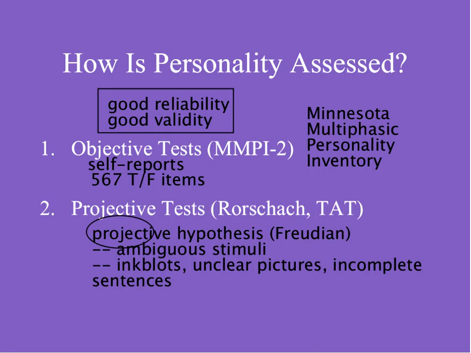Some of the more famous projective tests are the Rorschach. The Rorschach is the one that uses the ink blots. There's another one called the TAT, which stands for the Thematic Apperception Test. It's the one that uses unclear pictures, and I'll show you examples of each of those in just a bit. So let's take a look at some items from something like the Rorschach.